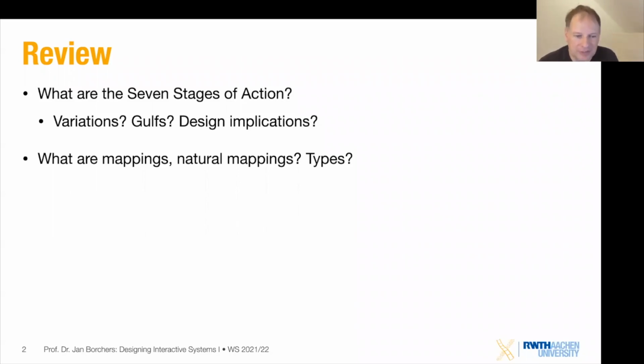And this was mappings. Can somebody remind me, we talked about natural mappings as an example of good mappings. And there were different kinds in which they could be natural, different types of these mappings. Anybody recall an example of that?